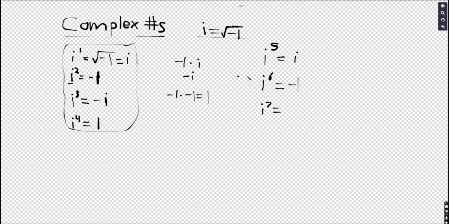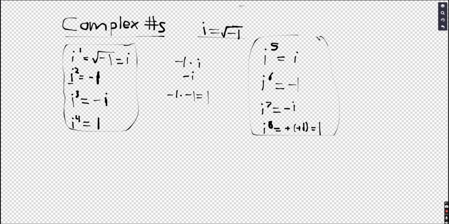Now, what's i to the seventh? Well, i to the seventh is just i to the sixth times i to the first, okay? So what's negative 1 times i? Negative i. i to the eighth can be written as i to the seventh, negative i, times i to the first. And we know that's going to be negative i squared, and we know that i squared is equal to negative 1, so it's equal to positive 1.